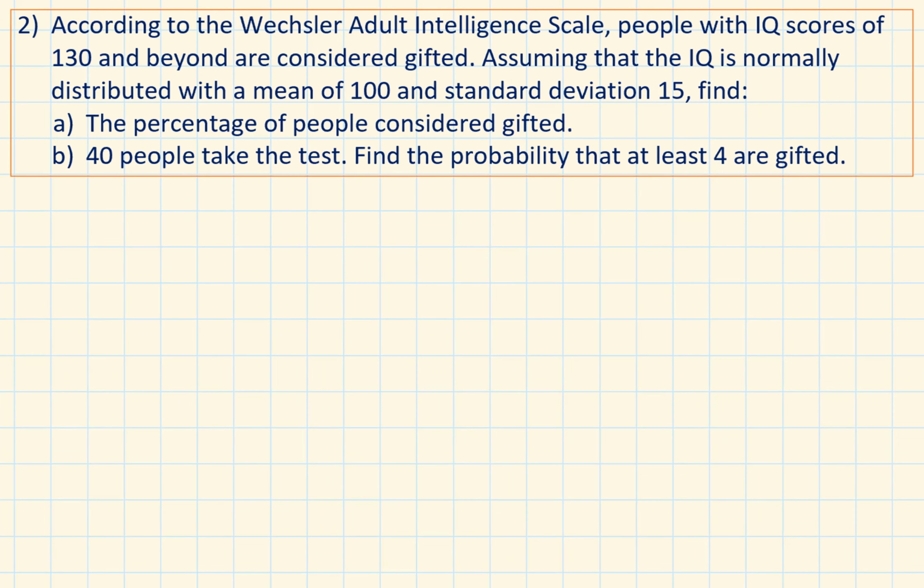Question 2. When we have a worded question with loads of words, the main thing is to try to extract the most relevant keywords. Looking at the first sentence, the most relevant key information: 130 and beyond are gifted. Then, normally distributed with a mean of 100 and standard deviation 15, or variance 15 squared. For part A, find the percentage of people considered gifted.